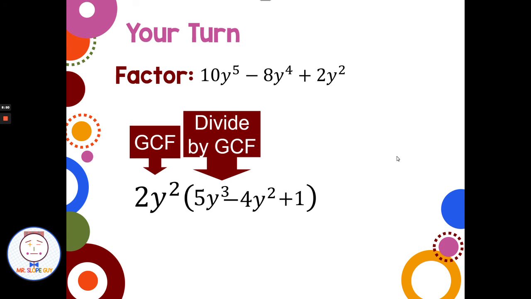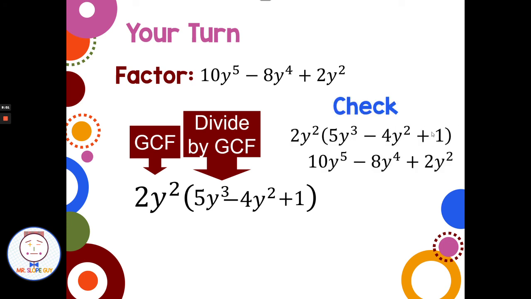You have to have this positive 1 here. We can't put a 0. We can't leave it blank, because then it would no longer be equivalent to the original problem. So we still need to be able to multiply and get back that original problem. So that plus 1 is important. You have to include that in your answer.